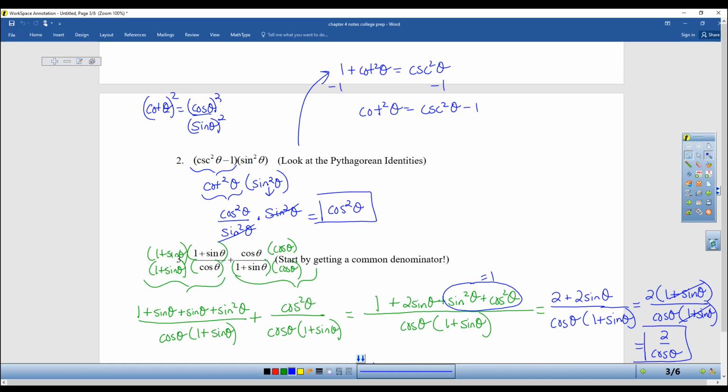Can you even believe that? We started off with this really hard addition problem with different denominators, and it ended up being equal to 2 over cosine theta. And that's what's going to be so important, is that you're able to simplify problems so that you can then do harder math to them. You don't want to be doing harder math to ones like it looked like in the original.